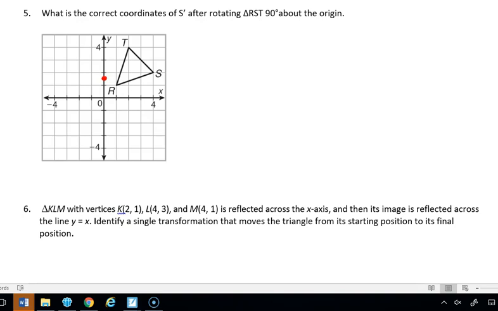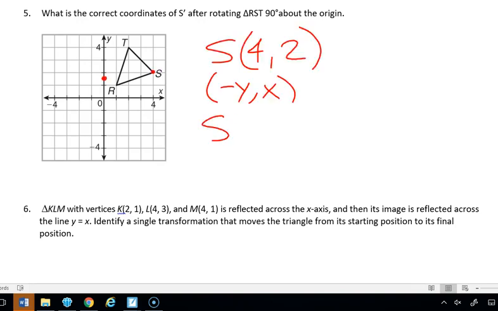Number 5 says, what is the correct coordinates of S prime after rotating triangle RST 90 degrees about the origin? So our S, we got to find that point first. S is 4, 2. Our rule for rotating 90 degrees about the origin is negative y comma x. So we're going to apply that rule to get our S prime. So that means we're going to flip them, and we're going to negate that one. So that is our point. So it's going to be negative 2, 4.